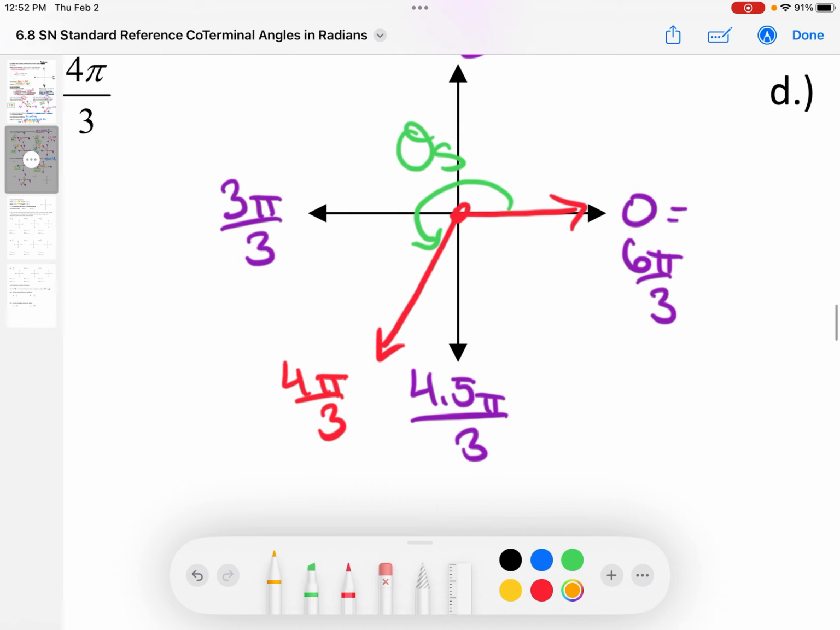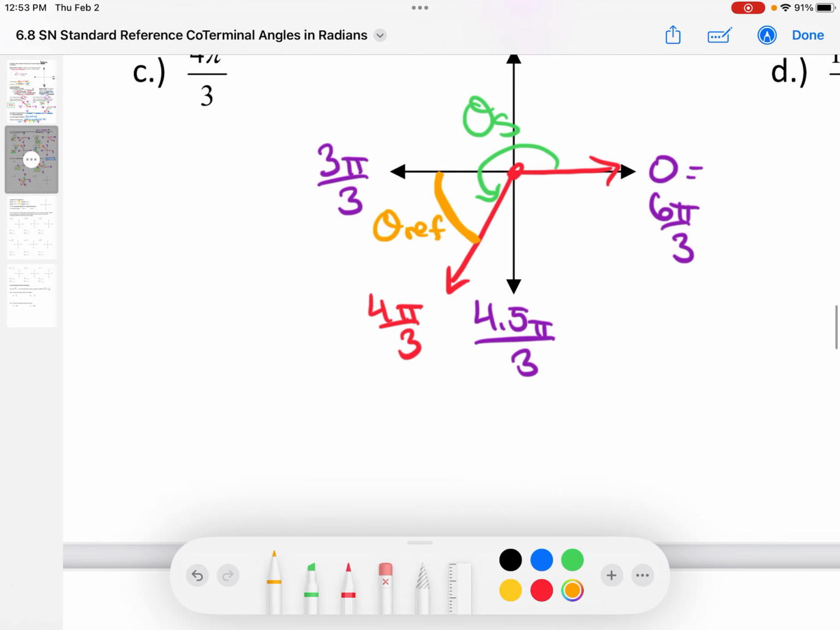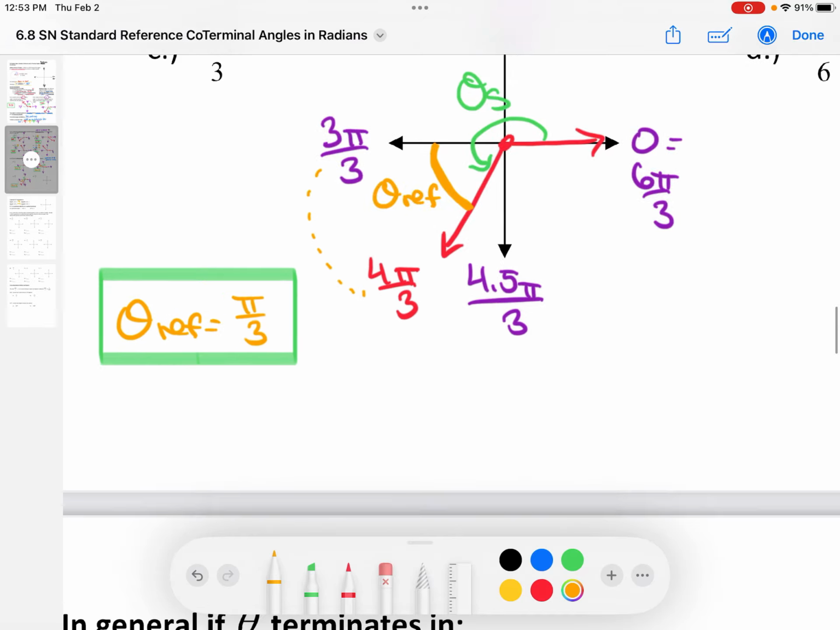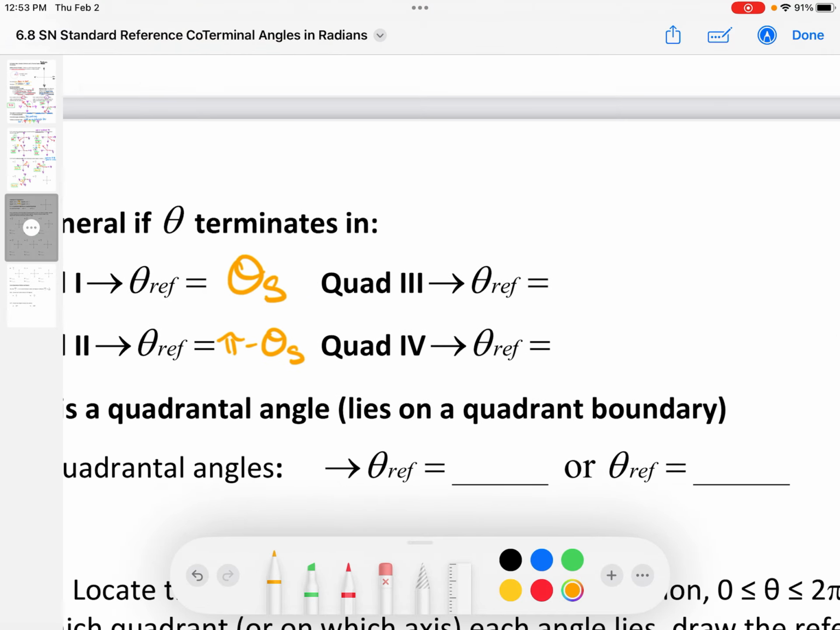We want the reference angle. The reference angle is always to the x-axis, so it's only this piece of the angle. To get that, we go from 4 pi over 3 to 3 pi over 3, and so that reference angle is pi over 3. Mathematically, we take that 4 pi over 3 because it's past pi, and we subtract pi. So, top of the next page, in quadrant 3, that reference angle is theta standard minus pi.